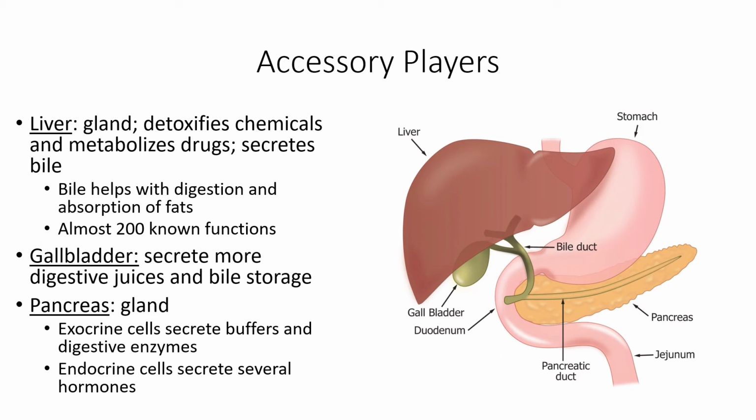It is going to secrete more digestive juices and be where bile is stored until it is released through the bile duct into the duodenum of the small intestine. Your pancreas is going to look kind of like an ear of corn, in my opinion. It sits just kind of nuzzled up underneath the stomach. And again, this is also a gland, and its exocrine cells are going to secrete buffers and digestive enzymes also into the duodenum. And its endocrine cells are going to secrete several hormones, which we have already discussed.